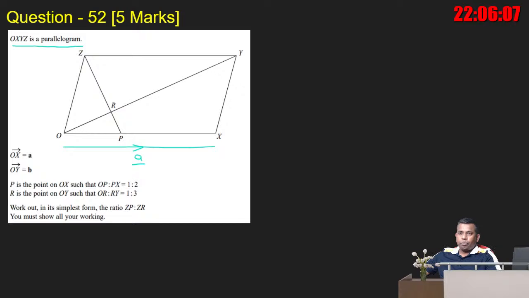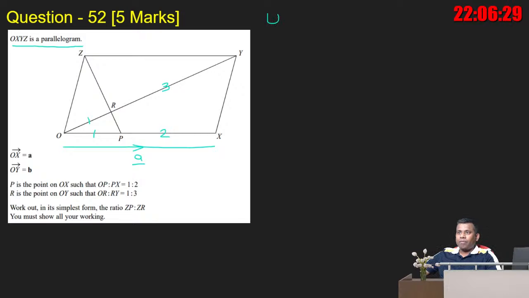P is the point which divides in the ratio 1 is to 2, and R is the point 1 is to 3. Work out, in the simplest form, the ratio SP is to SR.